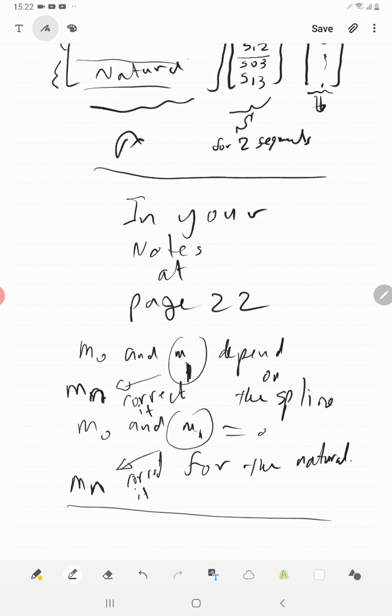This solid line is the S. This smooth curve is the first derivative. Linear lines are the second derivatives. And you see the derivative here at this point, the end point, is 0, and here also is 0. That's a natural spline, okay?